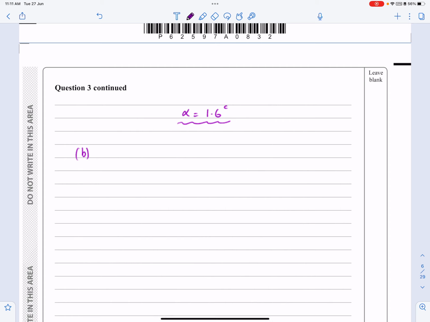So if I'm doing part B, first thing I should really say is working out that angle. So COA, that angle is simply equal to 2 pi minus the 1.6, all divided by 2, and that works out to be 2.34 radians.